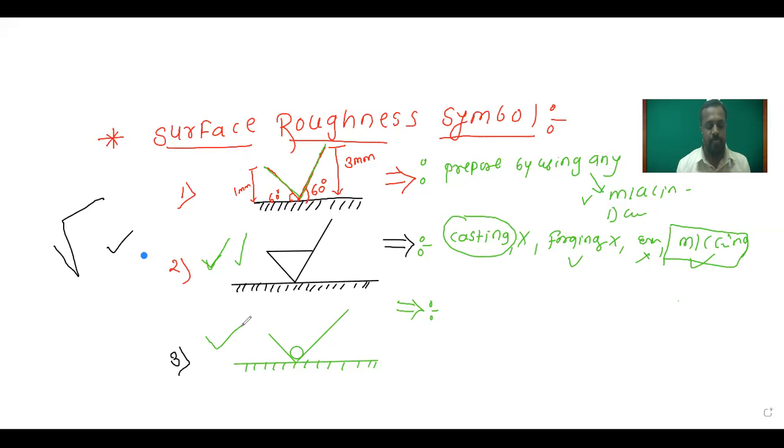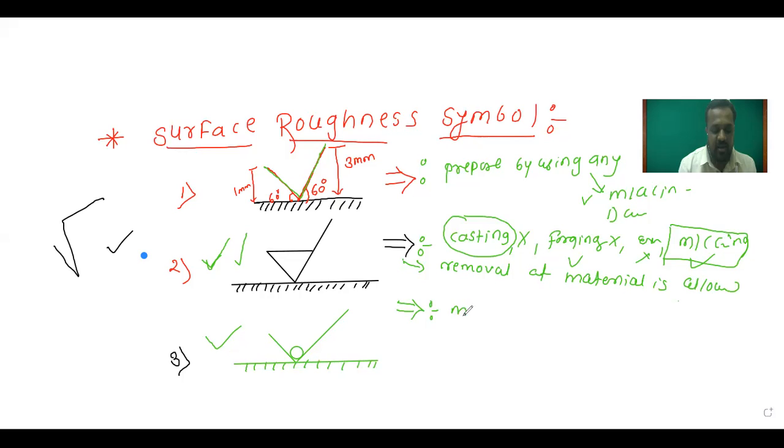Okay, see, the next is here: removal of the material is allowed. We can say removal of material is allowed. In this symbol, the removal of material is allowed. Here, this one is the reverse only.